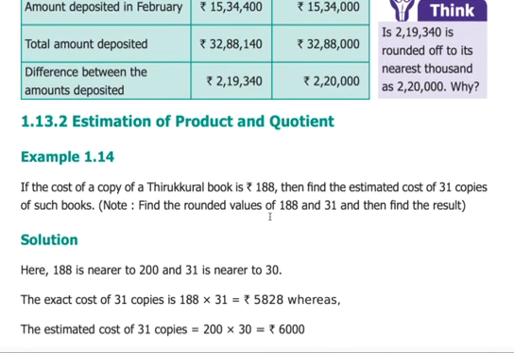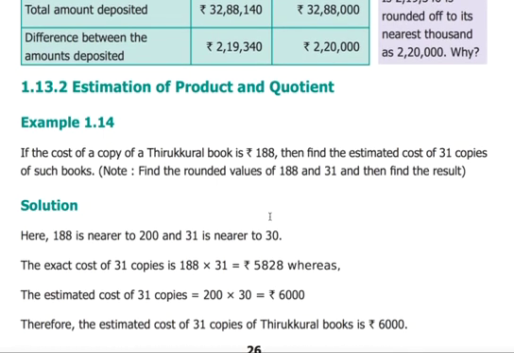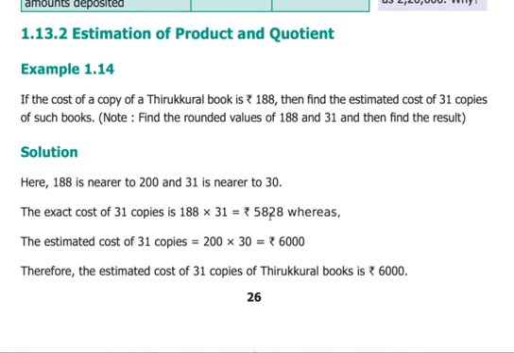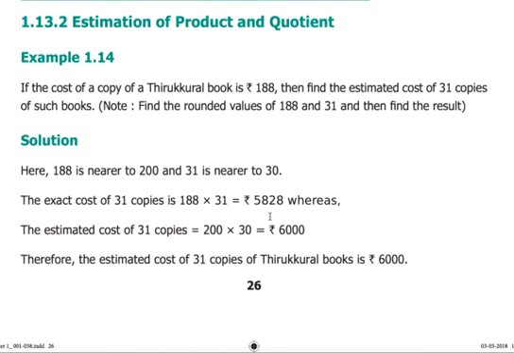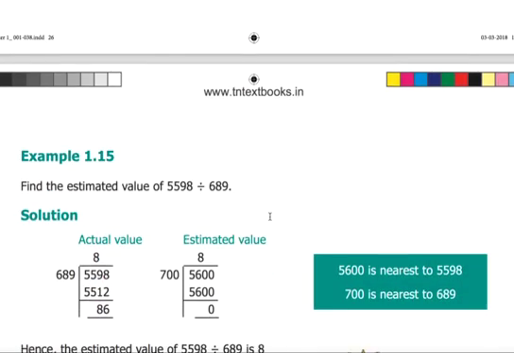Estimation of product and quotient. If the cost of a copy of Tirukkural book is 188 rupees, then find the estimated cost of 31 copies of such book. Find the rounded values of 188 and 31 and then find the result. Okay. 188 is nearest to 200. 31 is nearer to 30. Multiply: 6000. Estimated cost is 6000. Okay.